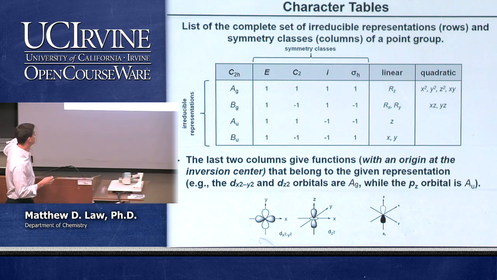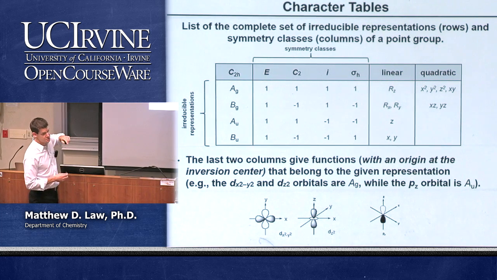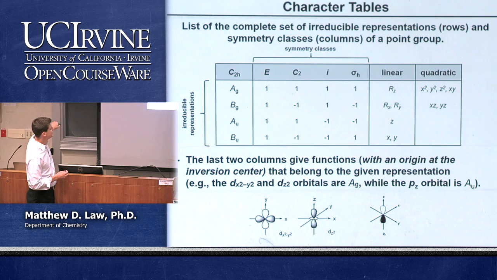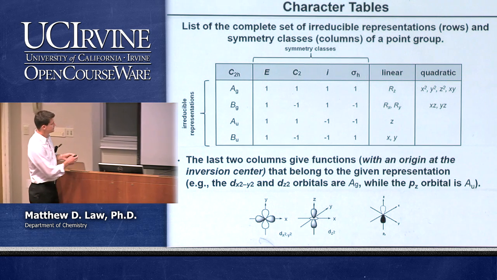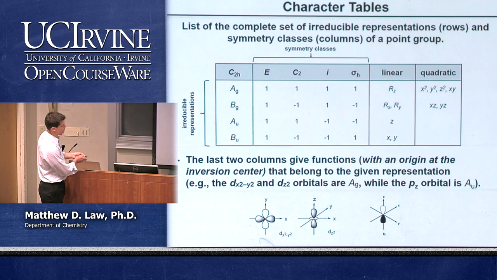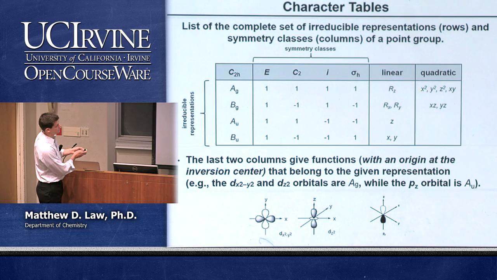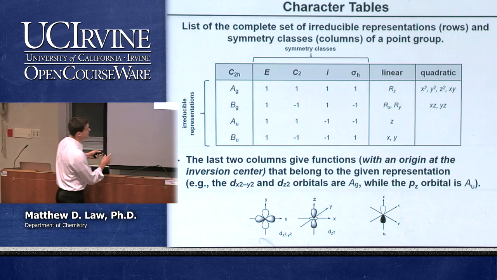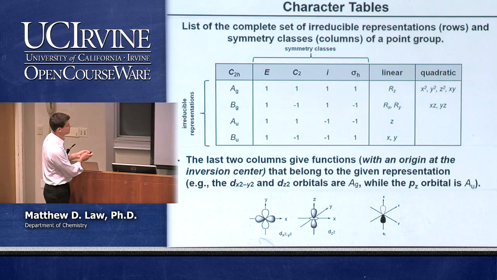Okay, so let's look down here. The last two columns, as I said, are these functions. In this case, because we have an inversion center, the functions are at the origin, so at the inversion center. Let's look at a couple of different atomic orbital examples here. So here is the x squared minus y squared d orbital. Here is the dz squared d orbital. You can see in the character table that x squared, y squared, and z squared are all located in the same row. It happens to be the Ag representation. So what we're saying is that the x squared minus y squared and the dz squared have the same symmetry in this particular point group. And let's see that. Okay?